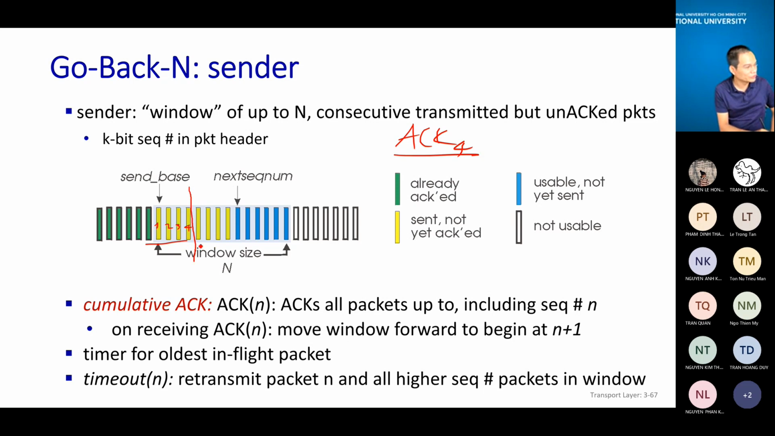So I'm going to move up the window, and this part becomes green, ACKed already. The remaining ones are 5, 6, 7, 8. That is called cumulative ACK, meaning an ACK for a whole series at once. ACK number 4 means that I already received 1, 2, 3, 4.